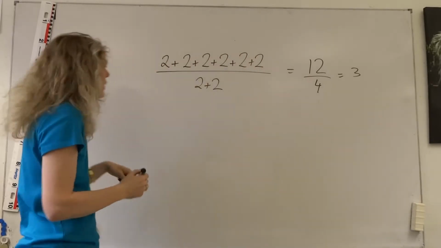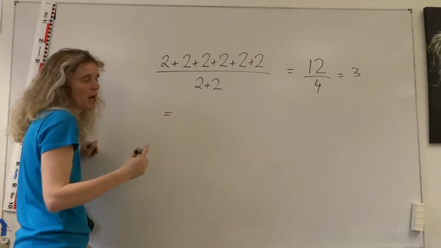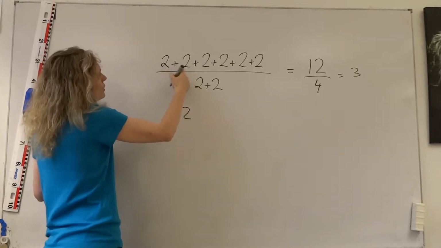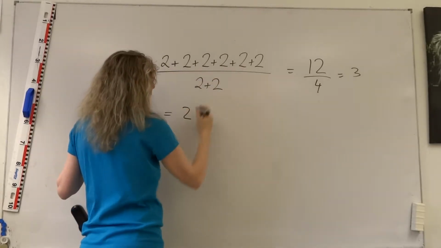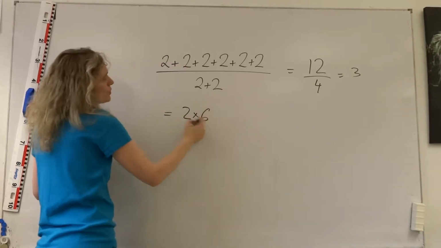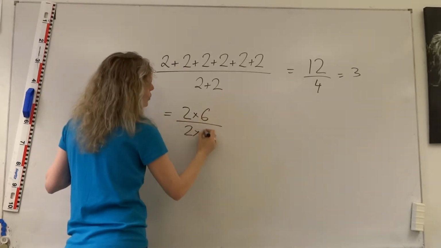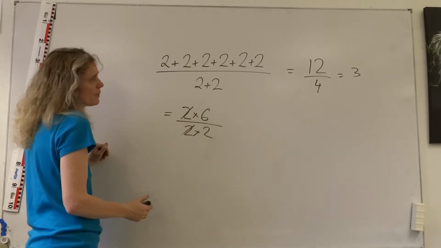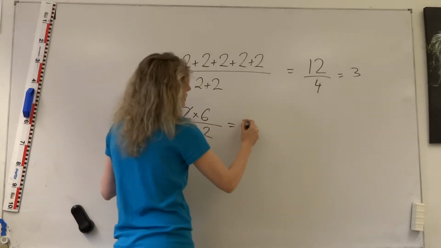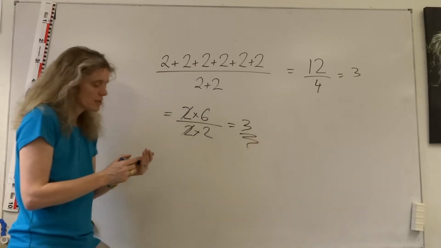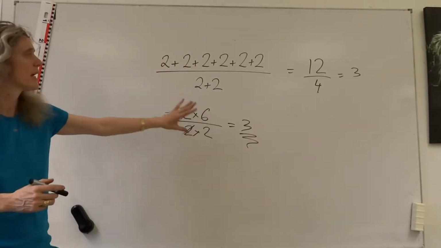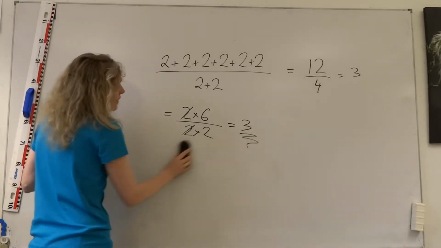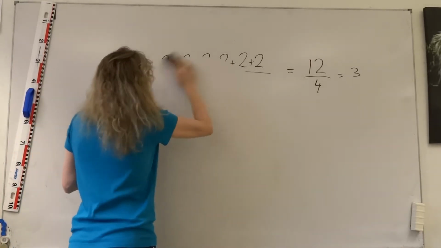But another way of working this out is just to change it into times. We've got 2. How many lots of 2 do we have up here? 1, 2, 3, 4, 5, 6. We've got 6 lots of 2's on the top, and we've got 2 lots of 2 on the bottom. 2 divided by 2 cancels, and 6 divided by 2 gives us the answer 3 directly. So it saves a little bit of time, and we get simpler terms. The same thing happens if we were to have something like this.